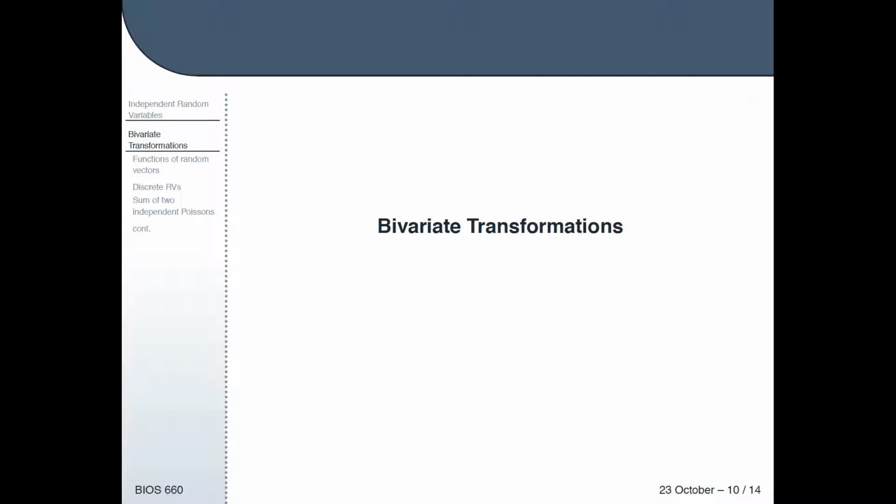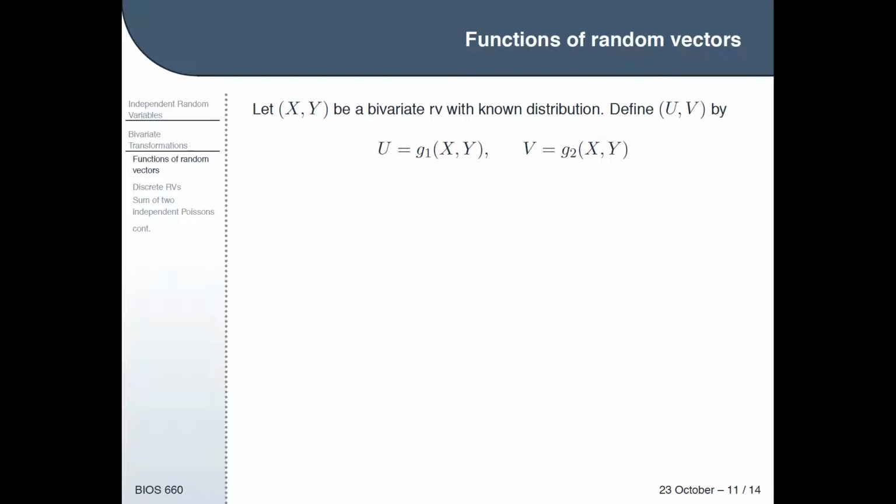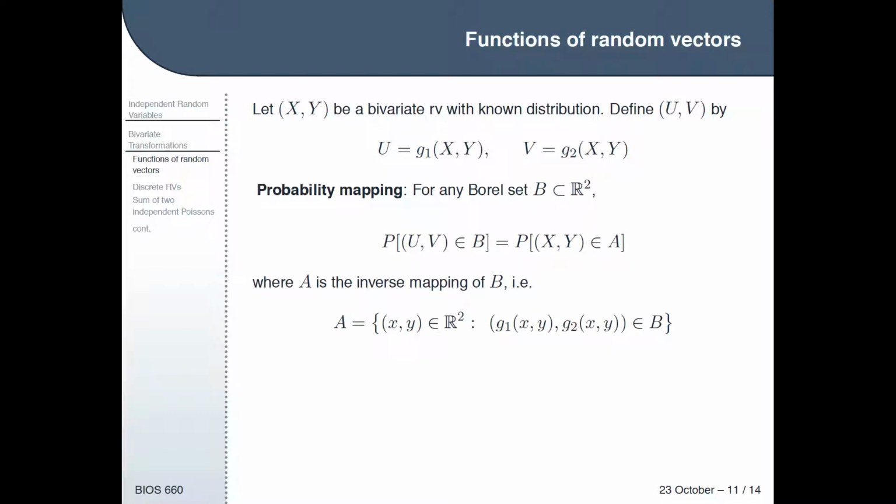Okay, so now an introduction to bivariate transformations. As I said, we'll get into this in more detail, for better or for worse, next week. But let's say that (x, y) is some bivariate random variable with a known distribution, and we let u be some function of x and y and v be some other function of x and y.